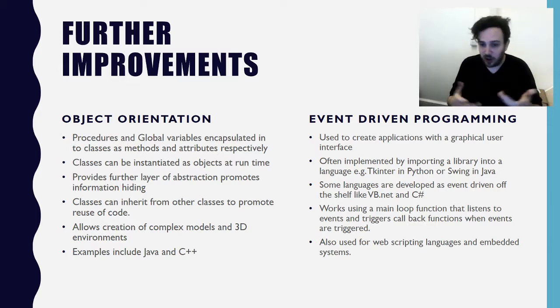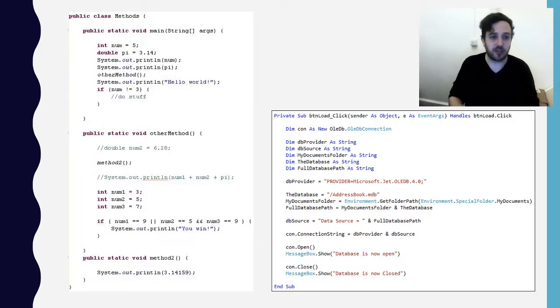For example, in a web scripting language it might be that a certain set of form data turns up, or in an embedded system it might be that a temperature sensor in a washing machine reaches a certain temperature. Okay, so I've got some examples.